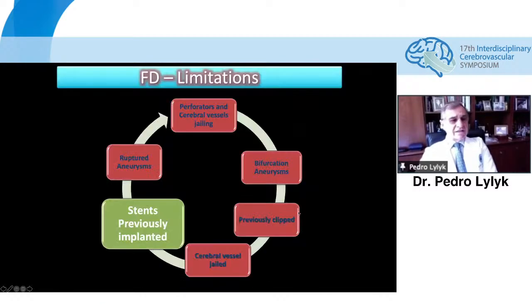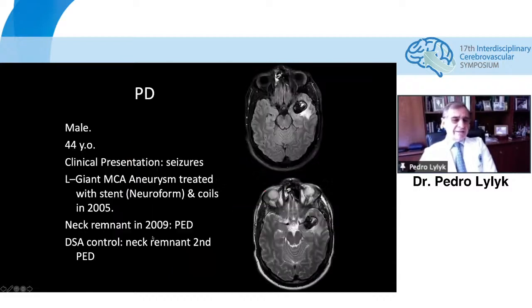So one of the limitations remains, at least in my hands, is if you have a stent that was previously implanted. Some of the times the laser-cut devices, even the braided, do not conform nicely to the arteries. So you have leaks in between. When you have leaks, no matter how many devices you implant, the aneurysm will remain open.